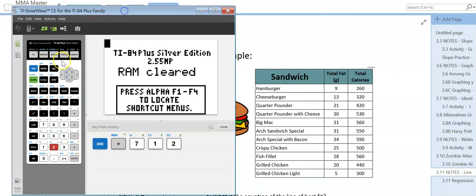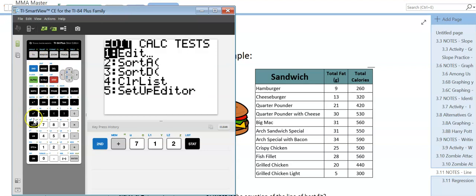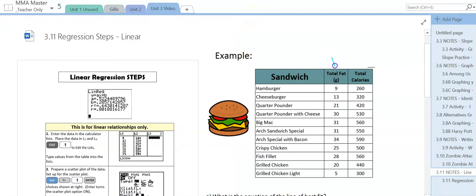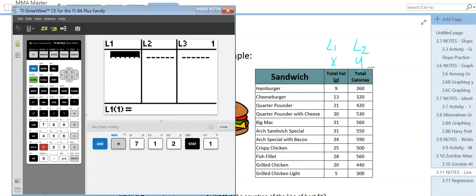So we're going to come over here and we're going to hit stat 1 and we're going to edit the list and put both of these lists in. Just as a reminder, this is X, this is Y, this is your L1, and this is your L2, okay? So I'm going to come over here and I'm going to enter it into my graphing calculator. This is slow and this is tedious, and I do understand that. So take your time right now while I'm entering it and you enter it as well.